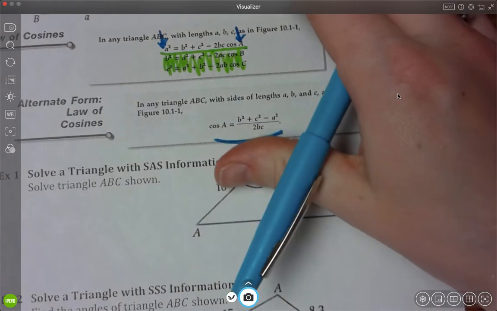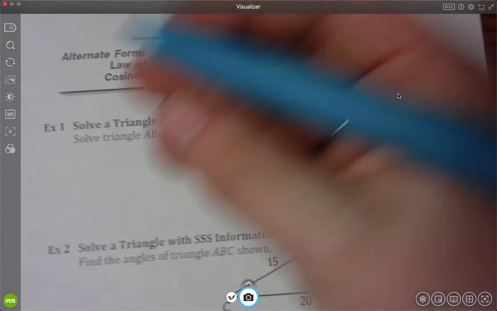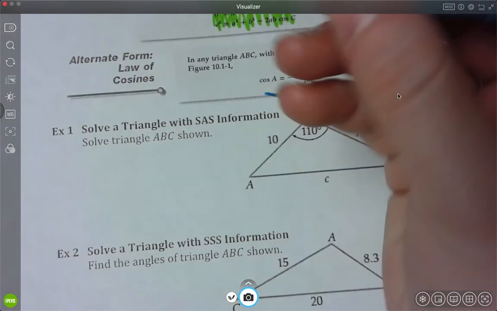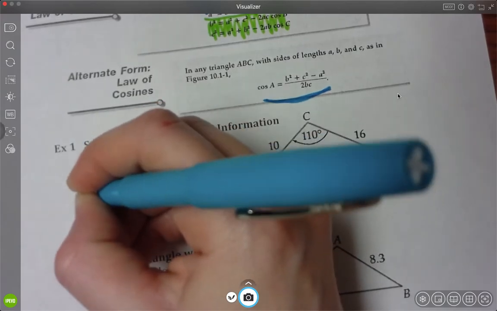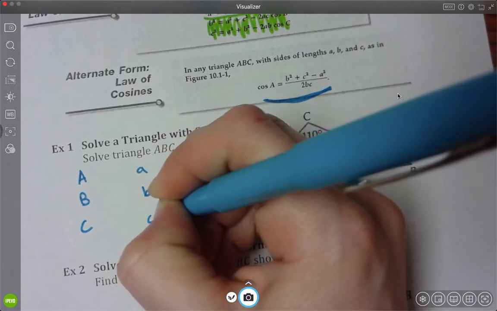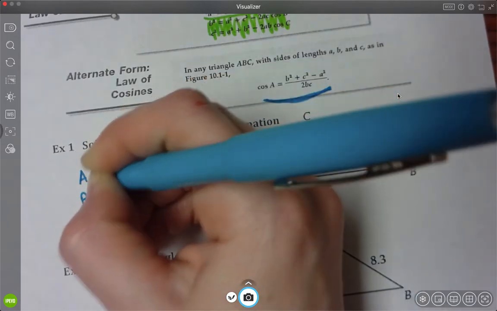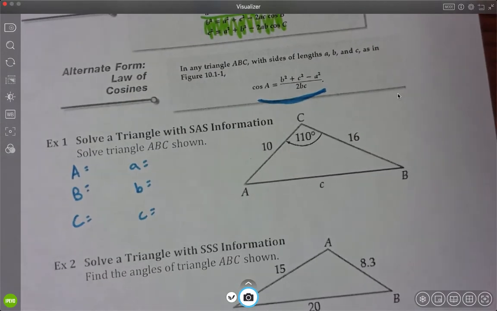Okay. So what we're going to do in example 1, it says solve the triangle ABC shown. Okay. And whenever it says solve the triangle, you're trying to solve for everything that's not already there. So we have an A, a B, a C, and then we have a lowercase a, lowercase b, and lowercase c. Okay, so that's what we're trying to solve for. I usually just write out all 6, even though we're given a couple things already.